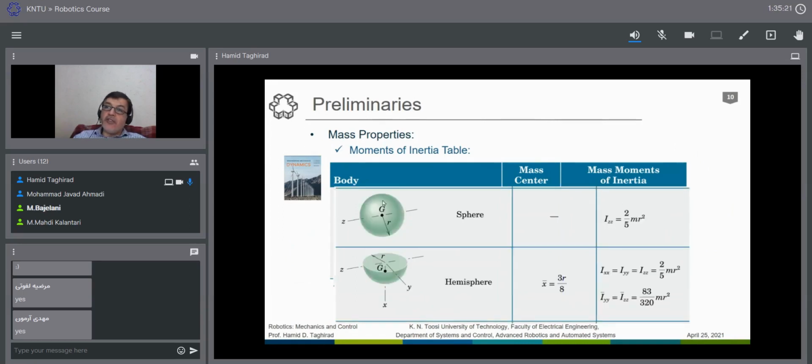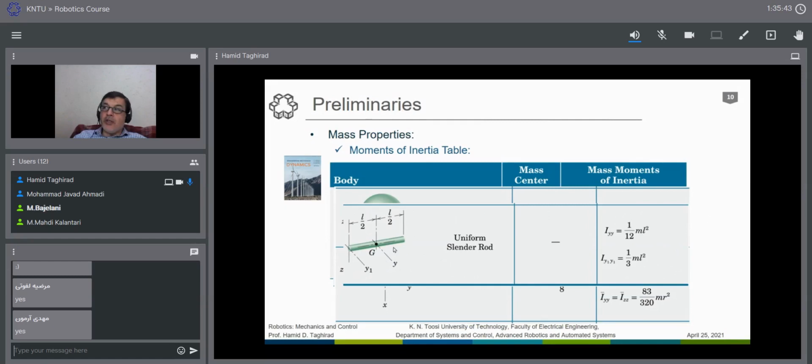Or if you have a sphere or a hemisphere, for a sphere about the center point we just have Izz, because the others are symmetric. Ixx and Iyy are all symmetric, and then you can find Izz in here.